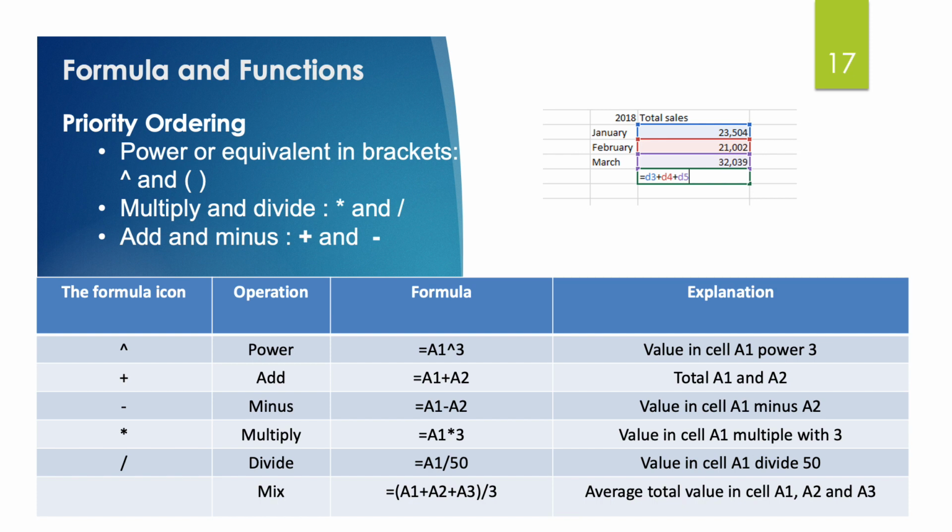Priority ordering. The first one would be power or equivalent in brackets. And then we have multiply and divide. And then we have add and minus. So the formula, if you can see in this table over here, say that you have some numbers at column A, row 1. You want to do it to the power of 3, whatever value at cell A1, you would want to say that the value of it is to the power of 3.